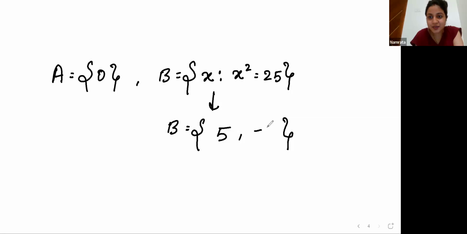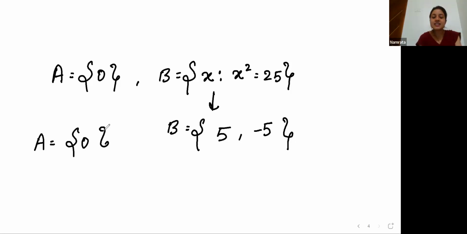-5, right? When we square -5, we again get positive 25. So these two are the only numbers which, after squaring, give us positive 25. So set A has the element 0, and set B, written in roster form, the easier form, has 5 and -5 as its elements.